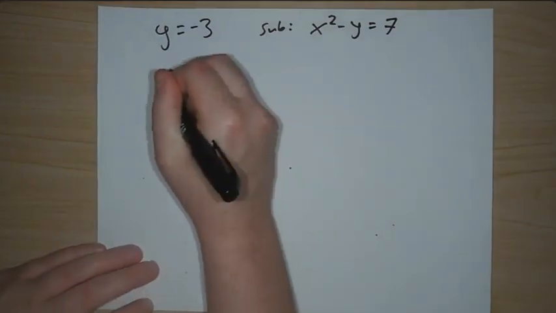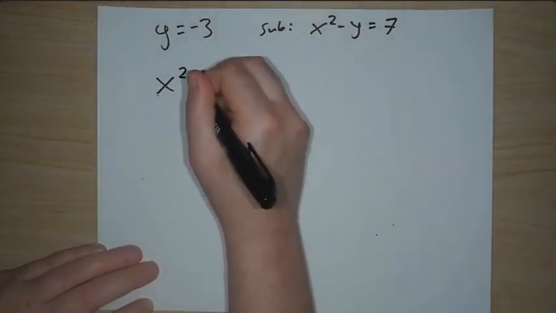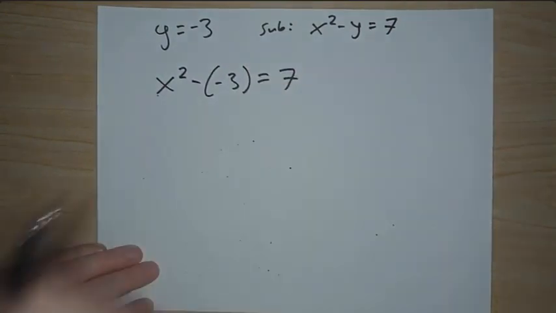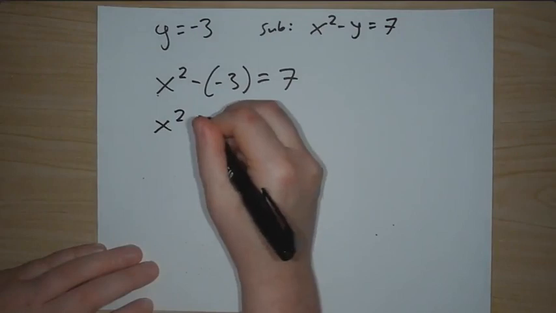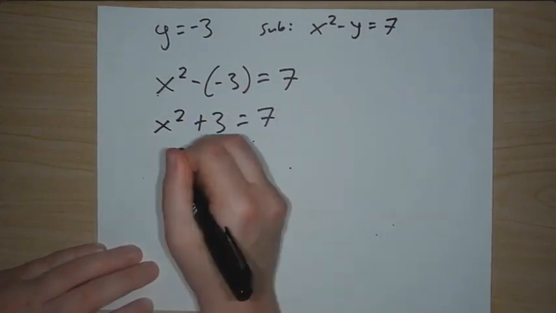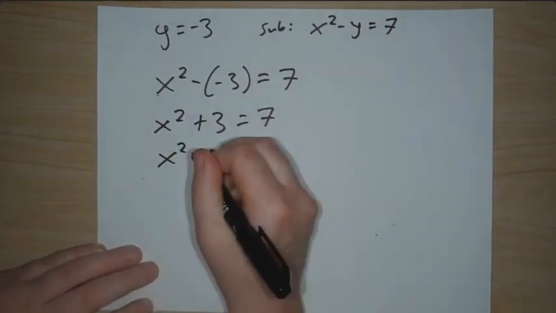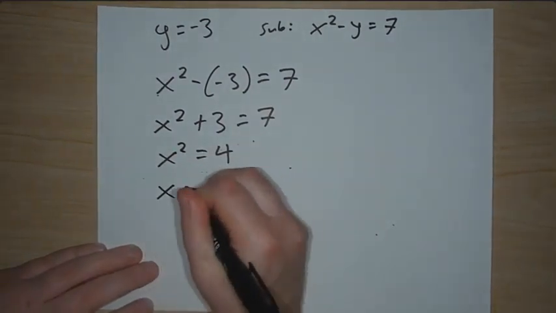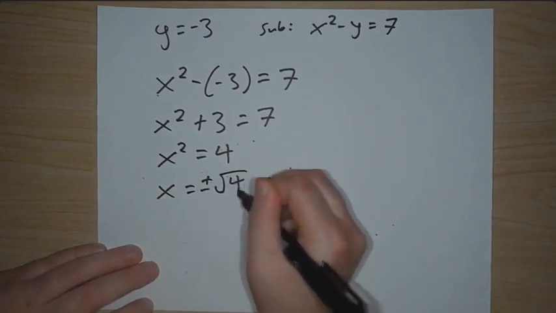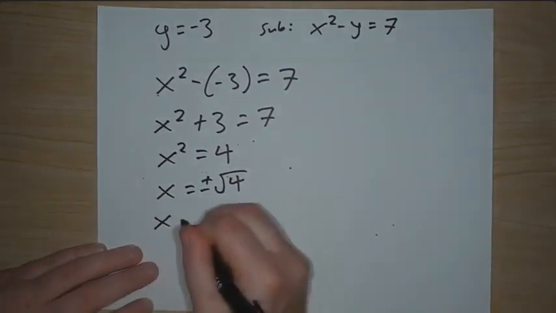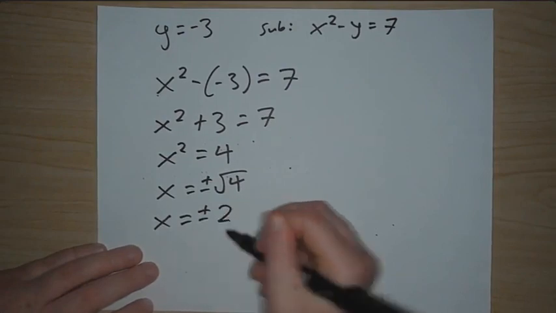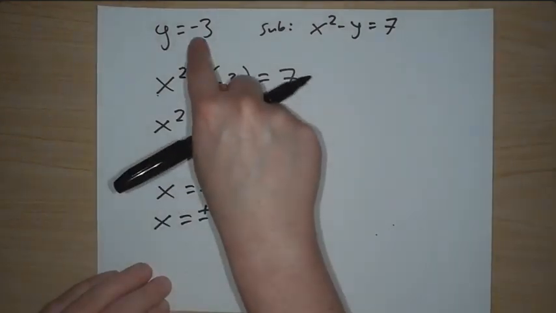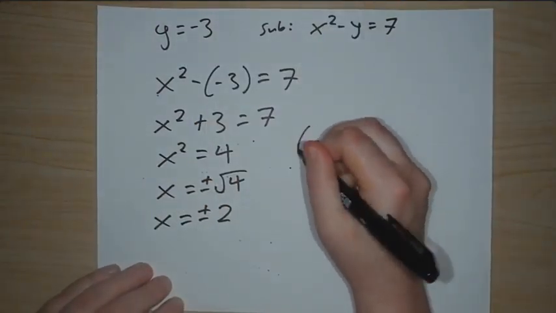So we have x squared minus our y, which is -3, equal to 7. This is x squared plus 3 is equal to 7. Subtracting 3 on both sides, we get x squared is equal to 4. And then square rooting on both sides, we get x is equal to plus minus the square root of 4. Well, the square root of 4 is 2, so we get x is equal to positive or negative 2. So we actually have two solutions from when y is equal to -3.